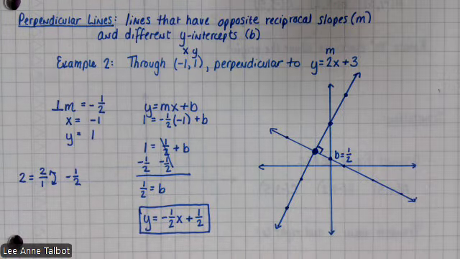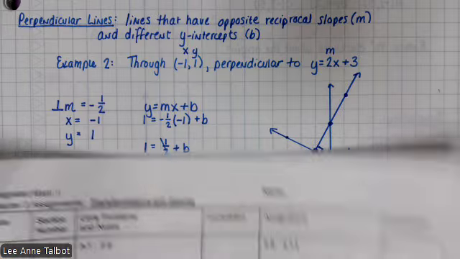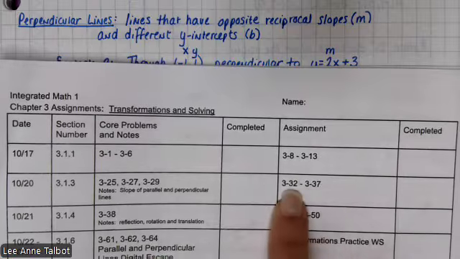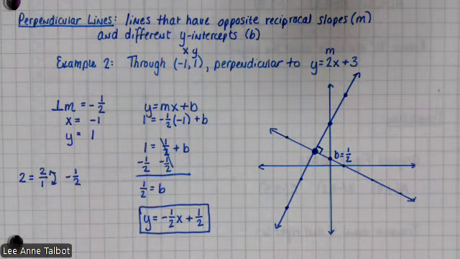Okay, do you guys know what the homework is? 32 through 37. And tomorrow we're going to work on rotations. 90 degrees, clockwise, counterclockwise, all that stuff.